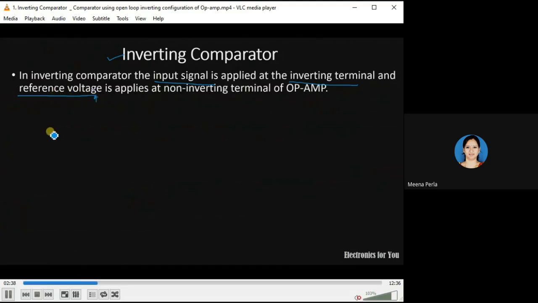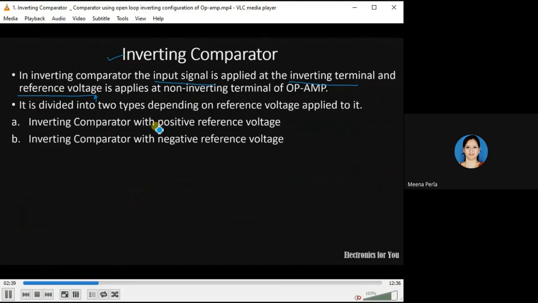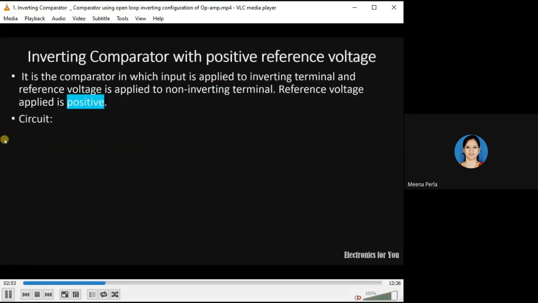So the non-inverting terminal will not be ground. We are going to give some reference voltage. Till now, what we have seen is that one of the terminals was connected to ground, right, when we were applying some input voltage. So here we are going to apply two inputs. So it is divided into two types.